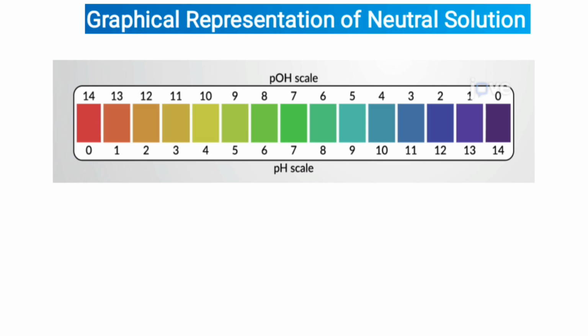Now, graphical representation of neutral solution. My dear student, a neutral solution has a pH value of 7 and a pOH value is also 7 on the scale.